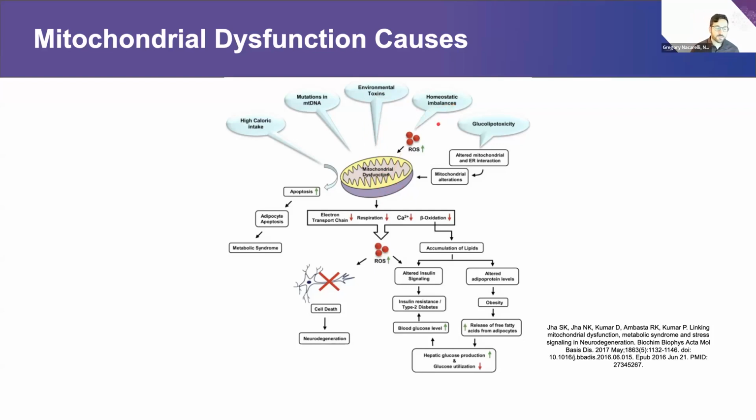Homeostatic balance, so redox balance, excess ROS is going to lead to mitochondrial dysfunction. Glucolipotoxicity, so how is the endoplasmic reticulum, one of the organelles in the cell, interacting with the mitochondria? If that's off, it is going to lead to mitochondrial dysfunction.